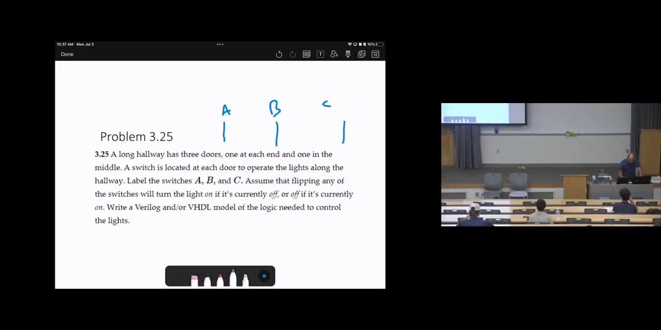Basically, when you enter the first door, the light will be on. Then when you go here, it will flip, it will be off. Then when you go here, it will be on, right? Or in other words, if the light was originally on, then you enter here, it will be off, enter here, it will be on, enter here, it will be off. So now how can we create this function?